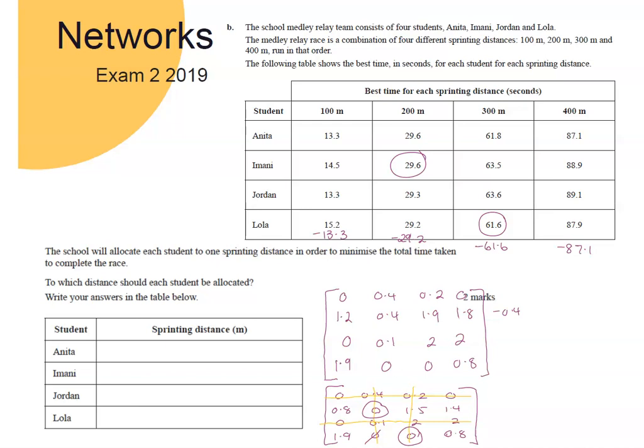And looking at what's left, we have Anita can do the 1 or the 400 meters, but Jordan can only do the 100. So we put Jordan into the 100 and Anita into the 400. And so there's our 4 options. And so just a reminder, you must write down your final answer into the table that's provided, not just do all that work and then forget to pop it where it's required.